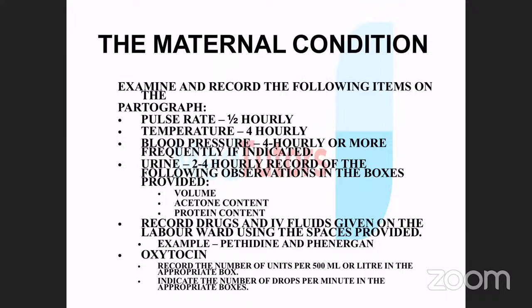Record the drugs and IV fluids given to the woman during labor. Drugs could be analgesics such as pethidine in the early first stage of labor, or when there's vomiting, you give her Phenergan. There's also a space for oxytocin augmentation. Record the number of units of oxytocin per 500 mL or per liter that is used and the number of drops per minute. Indicate the number of drops per minute in the appropriate box.